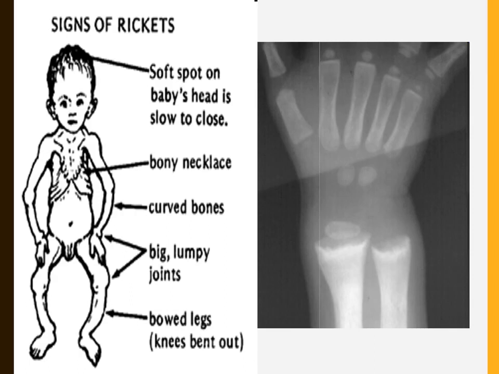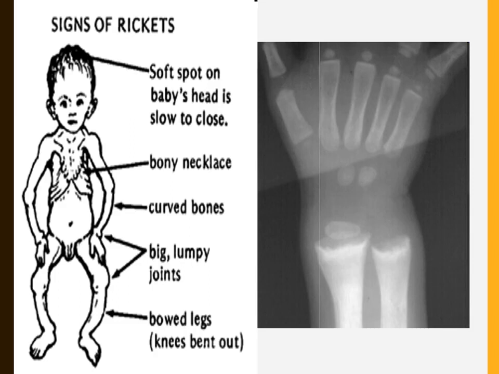One more fat-soluble vitamin that could be deficient in patients with fat malabsorption is vitamin D. The famous name, rickets. You can appreciate in young children some softening of the bone of their skull. You can see the bony necklace, which is the expansion of the costochondral junction. The other name is rosary beads. You can see abdominal distension, hypotonia, curved bones in both legs if the patient is walking, and big lumpy joints.